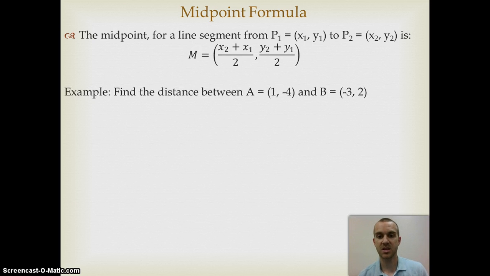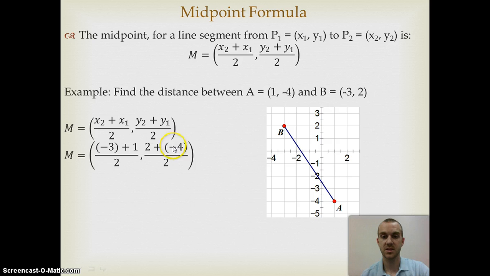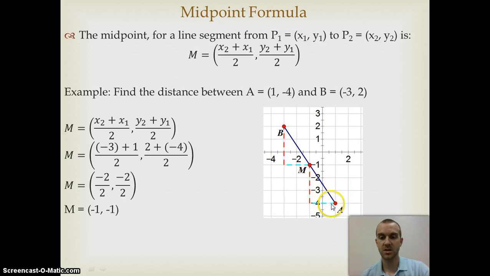So say I use that same example, (1, -4) and (-3, 2), and I want to figure out where exactly the midpoint is. So I add my x's and divide by 2, and I add my y's and divide by 2. So -2 over 2, comma, -2 over 2. That simplifies to (-1, -1). So my midpoint is right here. And I can double check this because if I draw in the 2 right triangles, I will see that they're 2 units over, 3 units up, 2 units over, 3 units up. Those 2 triangles should be identical in size for that to be the midpoint.